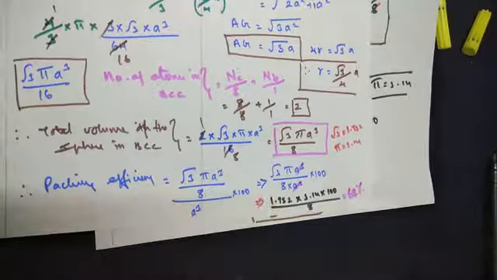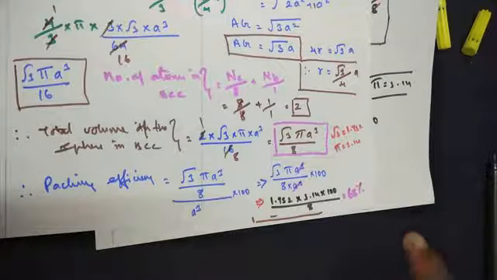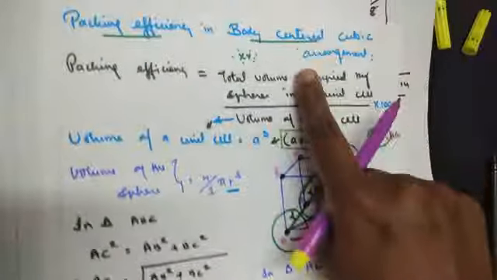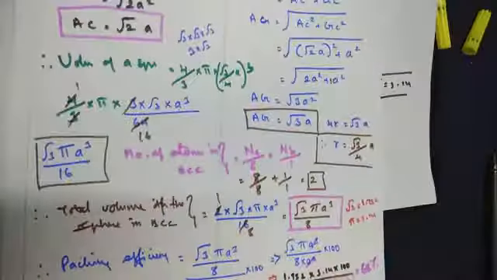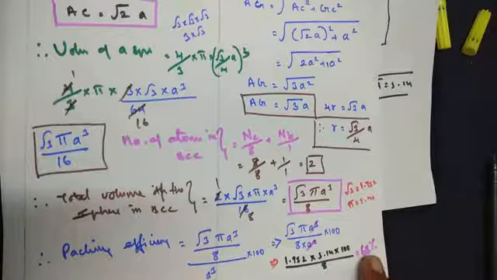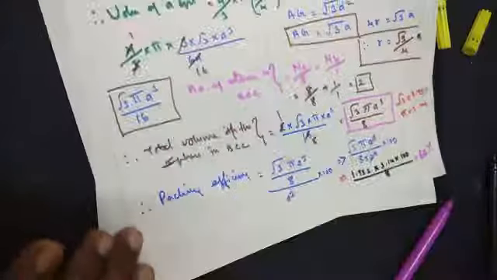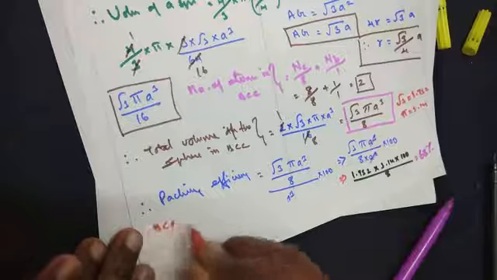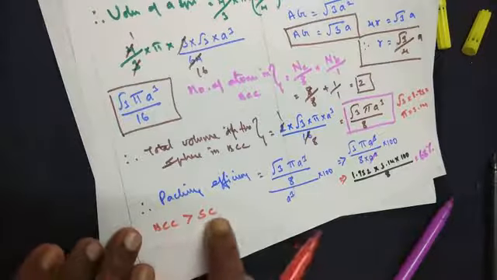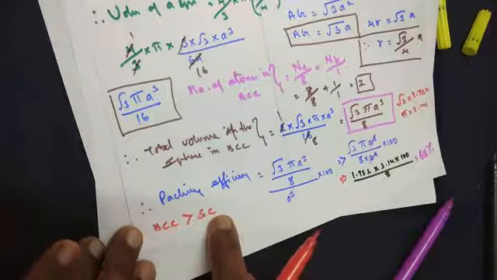68%. In terms of simple cubic arrangement, we got the percentage of the atoms occupying the space to be only 52.31%. But in a body-centered cube, the space occupied by the atoms or particles is equal to 68%. So therefore we can say in BCC, the space is occupied better than in SC. So in SC only 52.31% of the space is occupied.